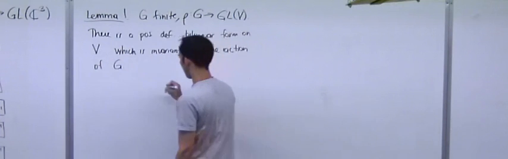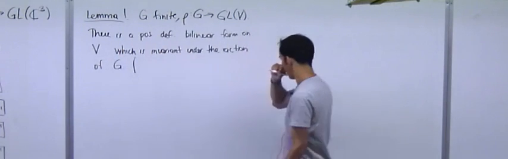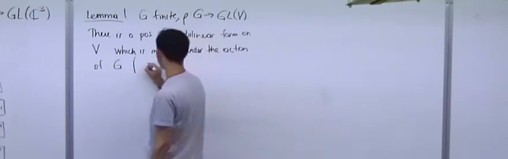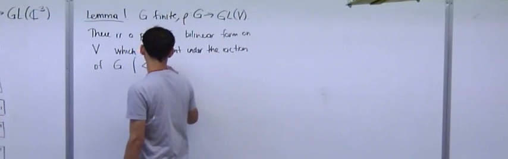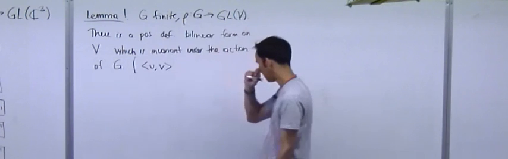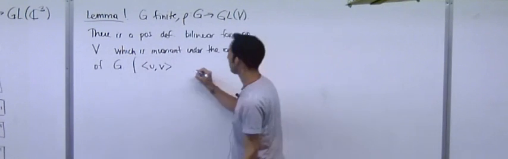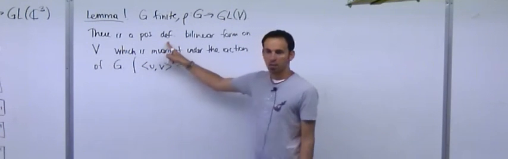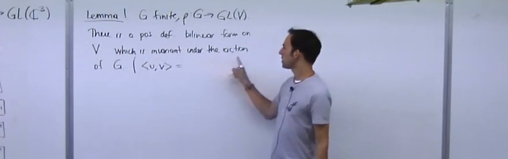So what does this mean? We need a bilinear form on V, right? So I just need to tell you how to take the inner product of two things in V. And I have two requirements. First of all, that it's positive definite. And second of all, invariant under the action of G.